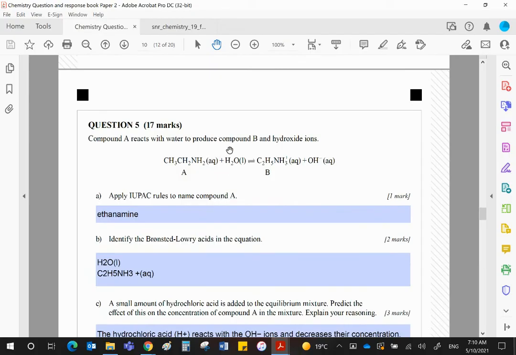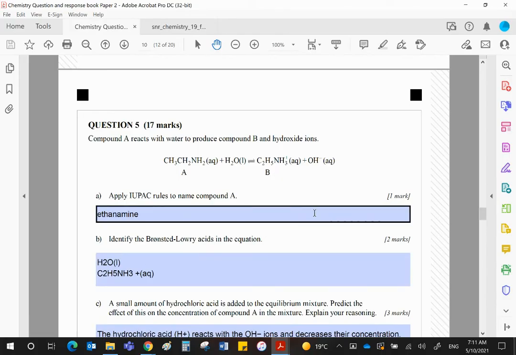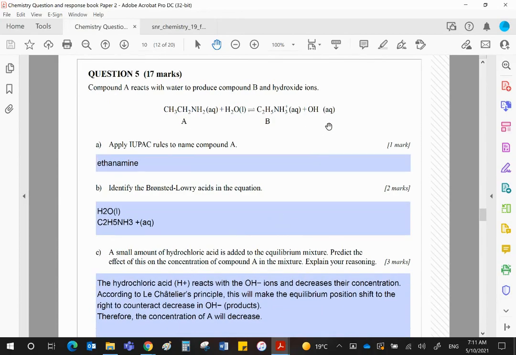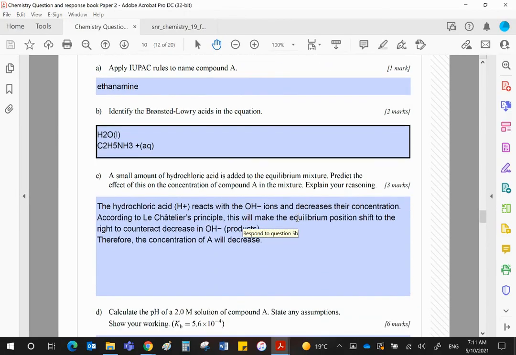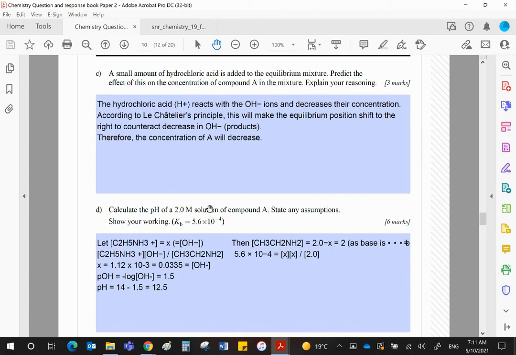Okay, name compound A. This is an amine, ethanamine, easy enough. The Bronsted-Lowry acids. On the left-hand side, water is donating the proton. On the reverse reaction, this ion here would be donating the proton. So there are your two Bronsted-Lowry acids. If you add hydrochloric acid to the mixture, it'll remove the hydroxide ions and become water. By Le Chatelier, the system will shift in the forward direction to replace the hydroxide ions, and effectively the concentration of A would decrease.